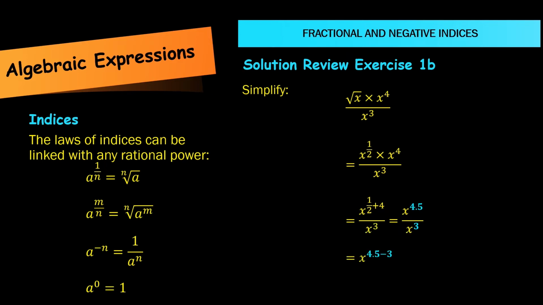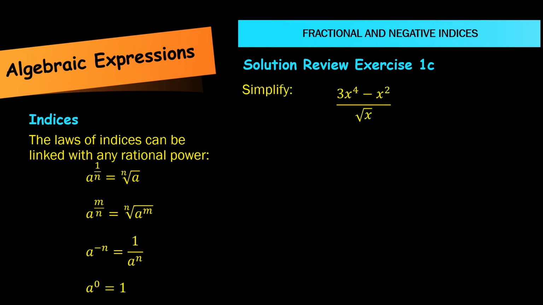And now in this step we bring x cubed into the numerator and change the sign, as we did in the earlier example. And of course we can now add these indices as well, x to the power 4.5 minus 3. Tidied up, this becomes x to the power 1.5, and here's our solution.